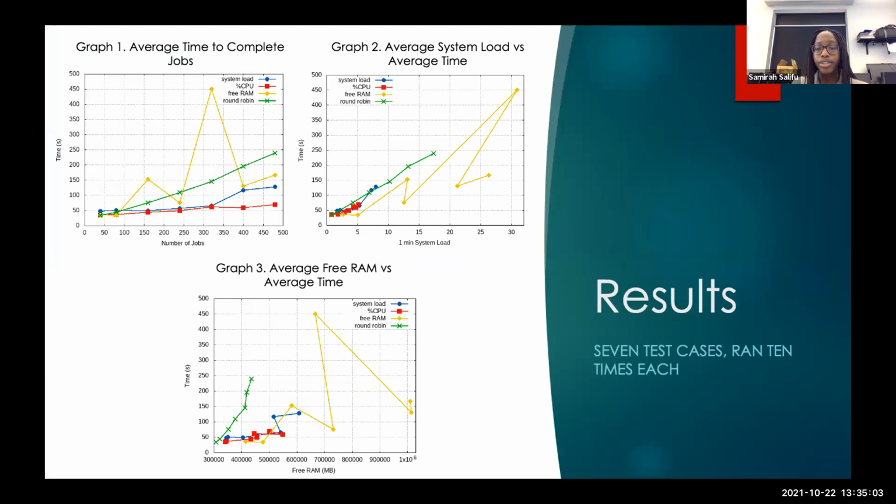And so here are the results of our experiment. We had a total of 7 test cases. There were 4, 8, 16, 24, 32, 40, and then 48 jobs in total for each of the test cases. And each of those test cases was run 10 times. In graph 1, you could see that all load balancing algorithms were given the same total number of jobs, so the only difference in this graph is the time taken to complete the jobs.